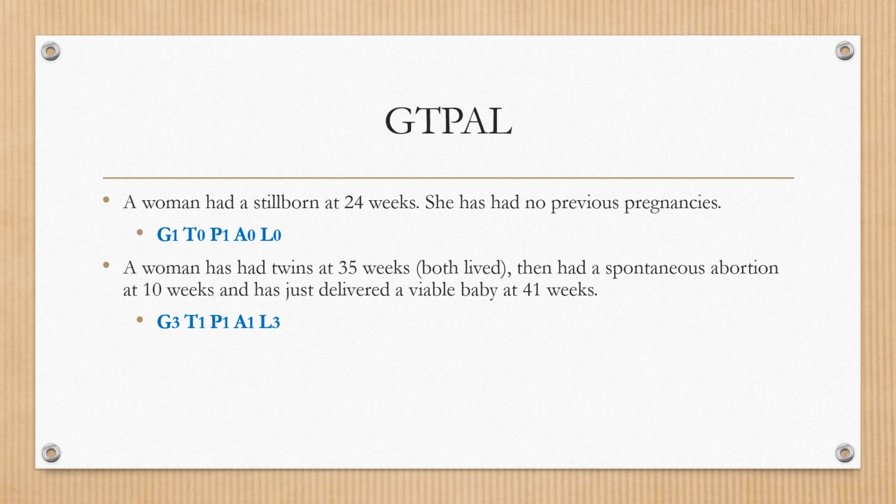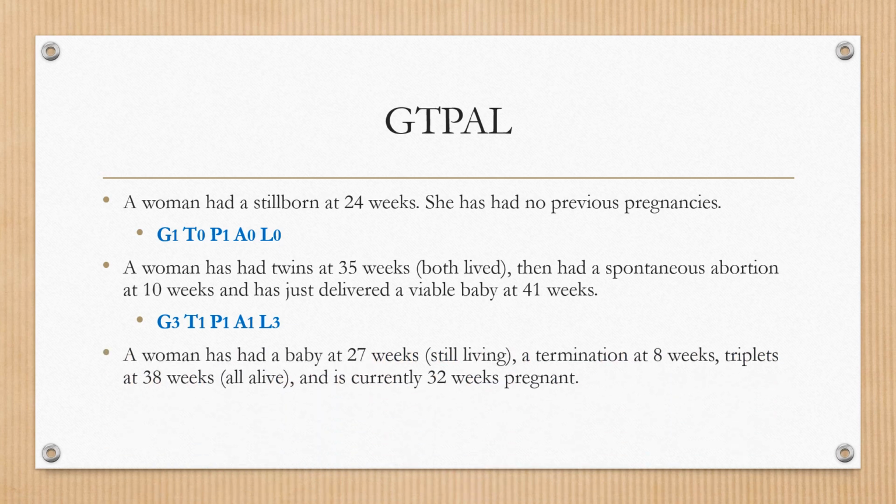Okay, so my twins are seen over here in the G, the P, and the L. The spontaneous abortion is seen in the G and the A. And the viable baby is in the G, the P, and the L. Okay?